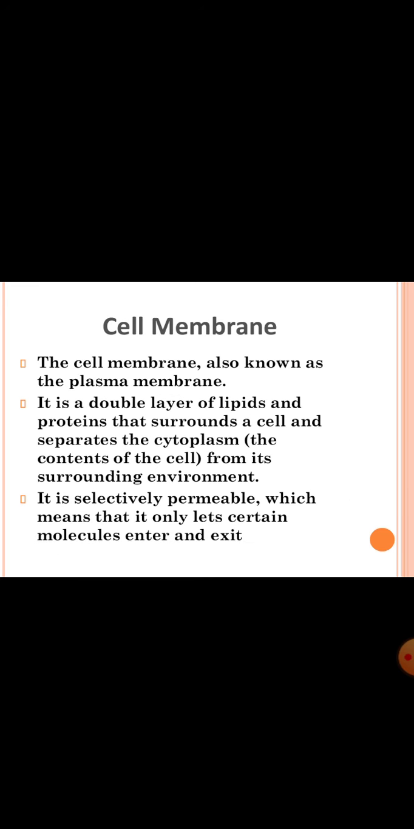Now the topic is what is a cell membrane. The cell membrane is also known as the plasma membrane. It is a double layer of lipids and protein that surrounds a cell and separates the cytoplasm, the content of the cell, from its surrounding environment.